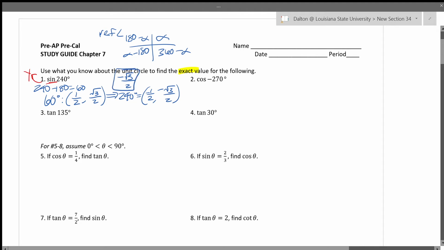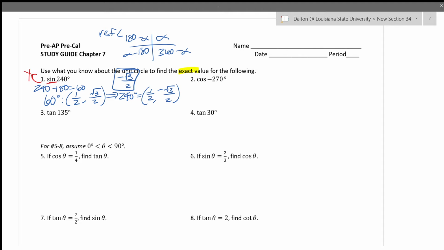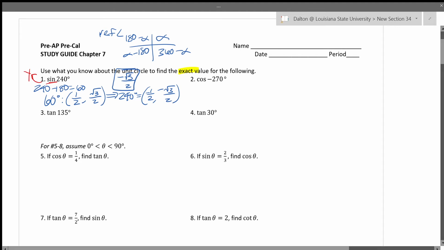Number 2, what is the cosine of negative 270 degrees? The thing to realize here, and again, if I use this reference angle chart up here at the top, the negative really only has to do with direction. So positive direction is if I rotate counterclockwise. But if I go negative 270 degrees, that means I'm going to start at 0 and go backwards.